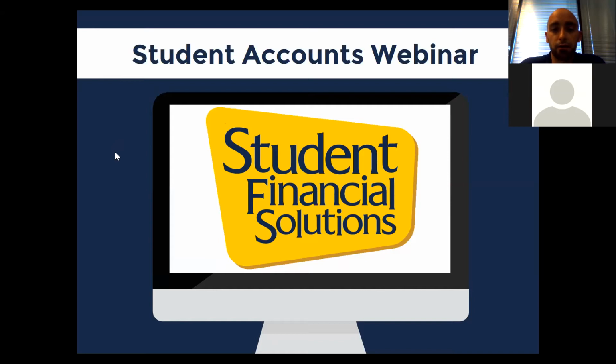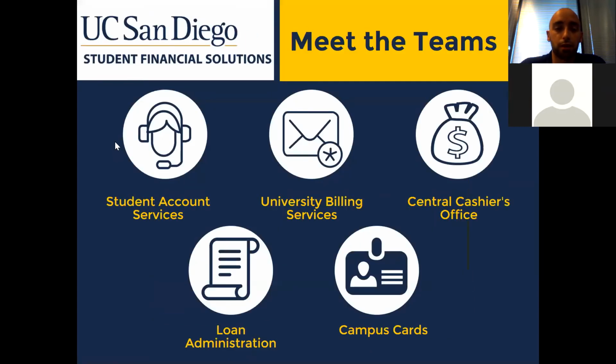So a little background information about our office. We are comprised of 5 different units. Those units include Student Account Services, University Billing Services, Central Cashier's Office, Loan Administration, and Campus Cards.